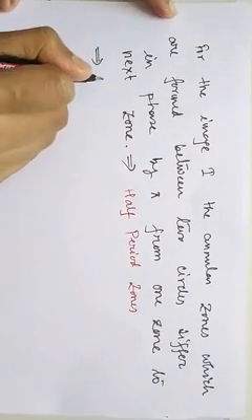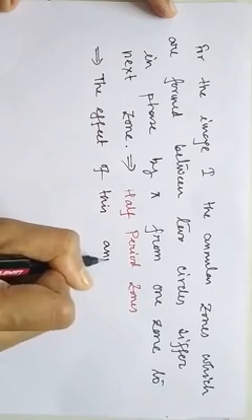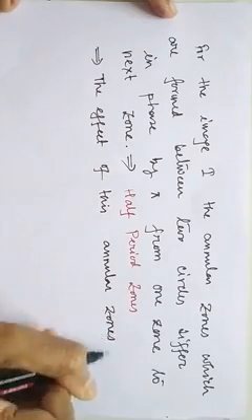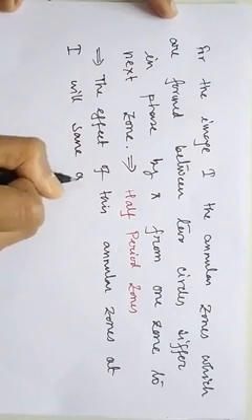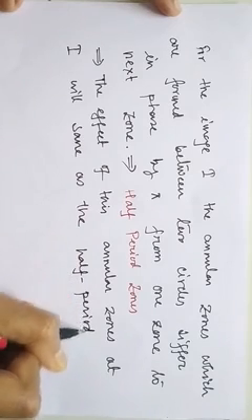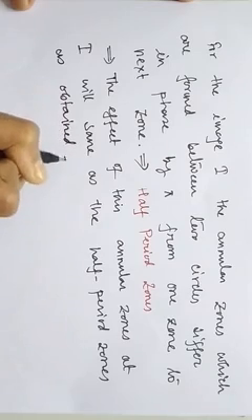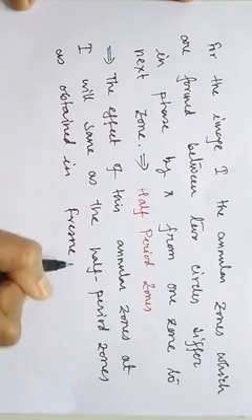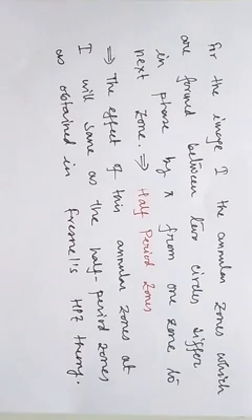It means that the effect of these annular zones at I will be the same as the half period zones as obtained in Fresnel's half period zone theory. Here, instead of the point O, we just have the point I.